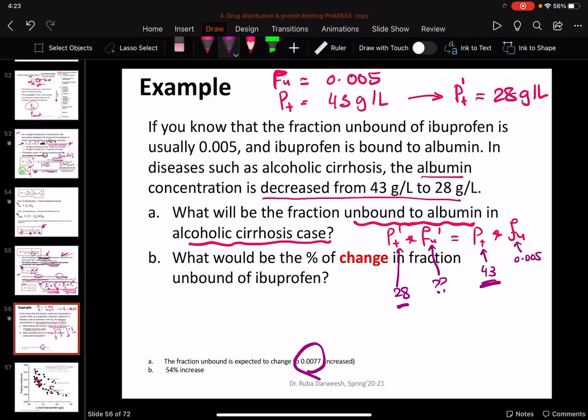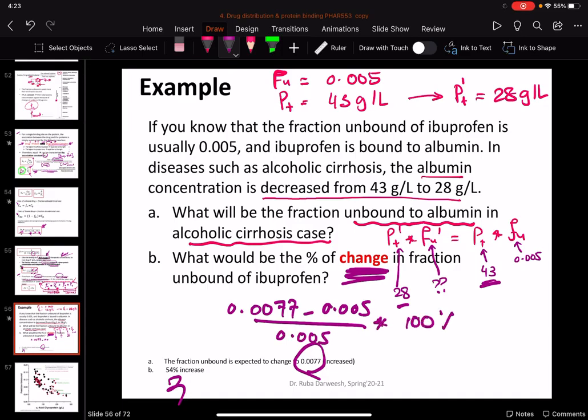What would be the percentage of change? This would be the percentage. How did we get it? Because it's a percentage of change, it would be the new fraction minus the original, over the original, multiplied by 100%, because you are asking about the percentage of change. And this is how you get it.